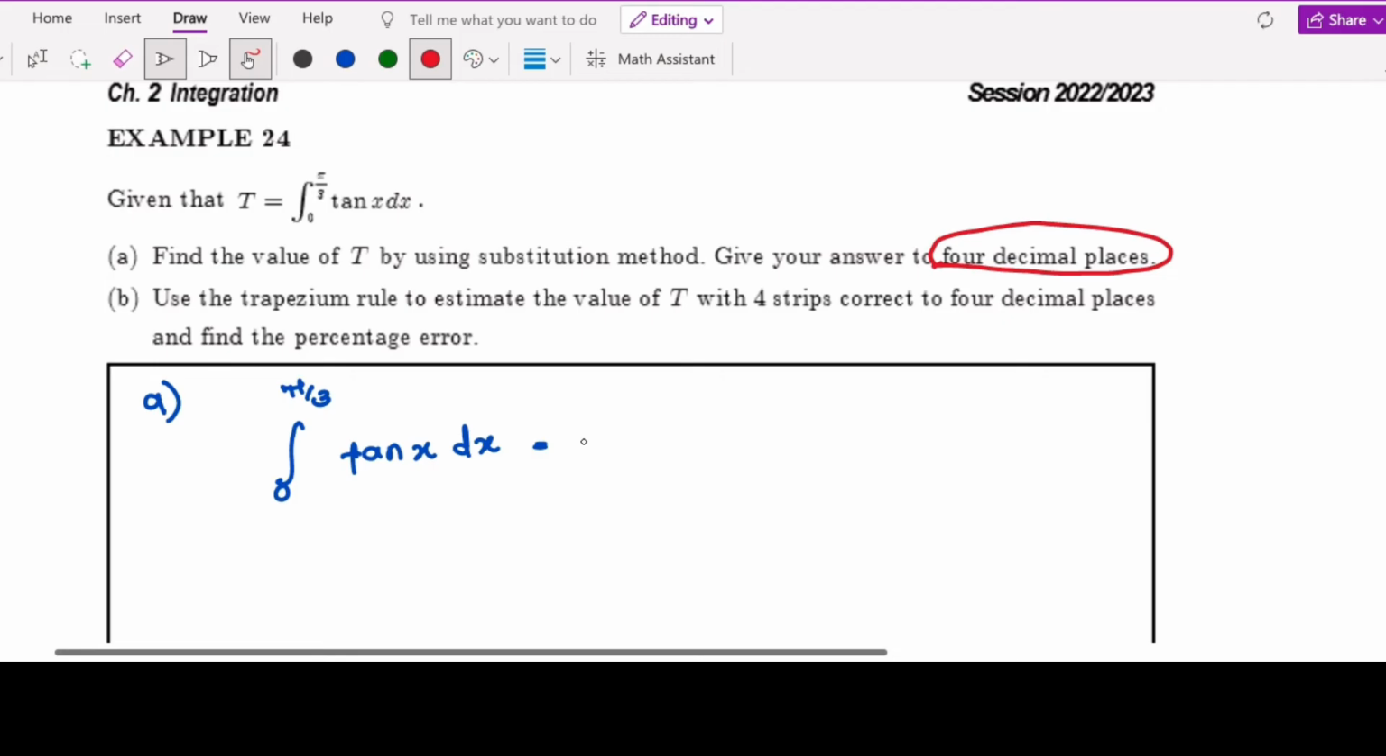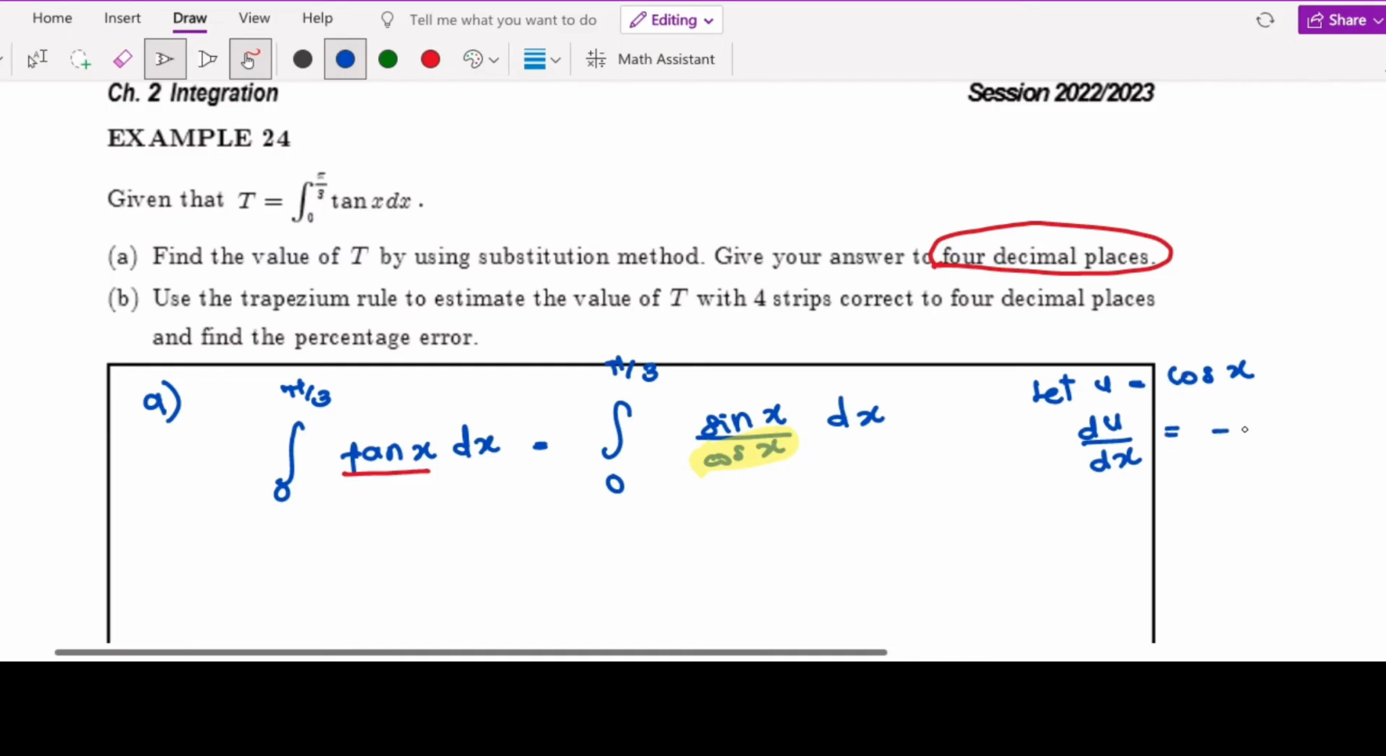In order to use the substitution method, the first step is to change the term tan x to sine x over cos x. Then what you need to do next is let cos x be u. So write down here, let u equal to cos x, and then differentiate u in terms of x. You're going to get negative sine x.